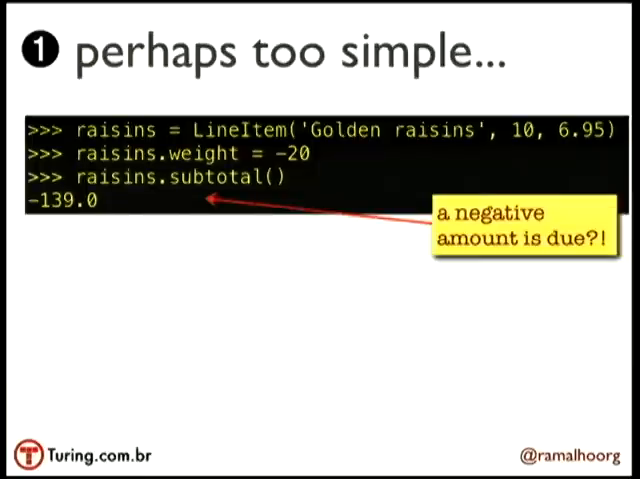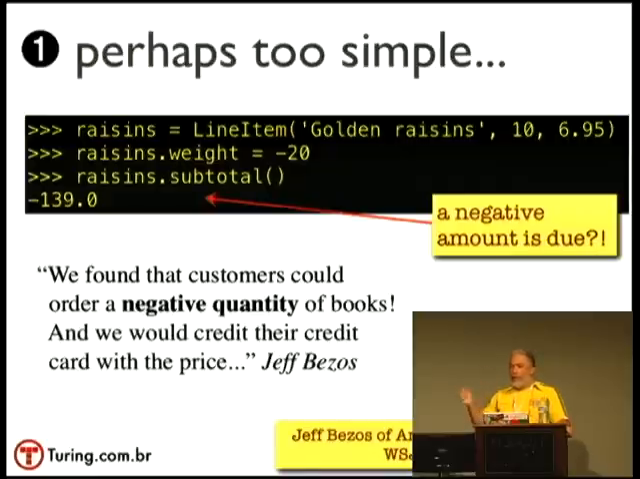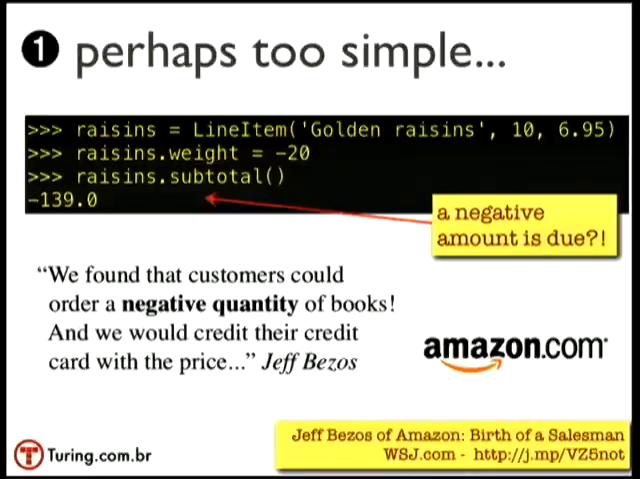Now, perhaps this is a little too simple, because what happens if somebody orders a negative weight of some food? Then there's a negative amount in the subtotal column, and that's going to generate problems, right? You may say, this is silly, this would never happen in the real world. So you're wrong. Because I actually found this quote while researching for this talk, and it's from the Wall Street Journal, so it's probably true, that they actually talked to Jeff Bezos, and Jeff Bezos actually told them that early on at Amazon, you could actually order a negative quantity of a certain book, and they would credit your credit card. So it may happen. It has happened.